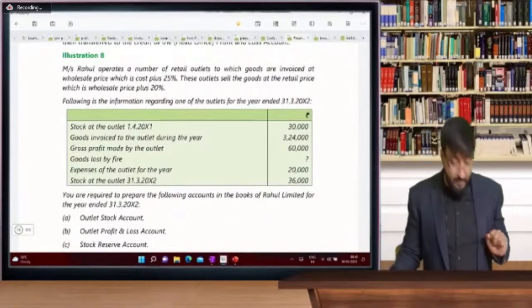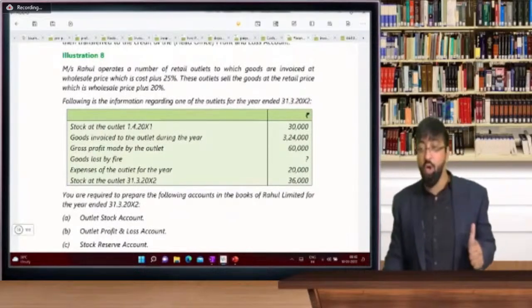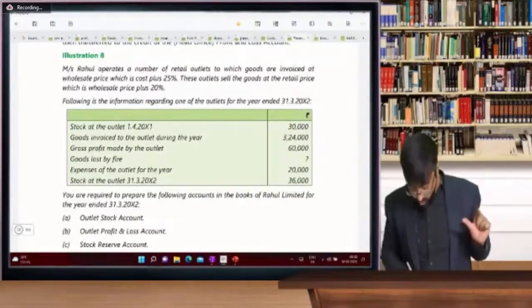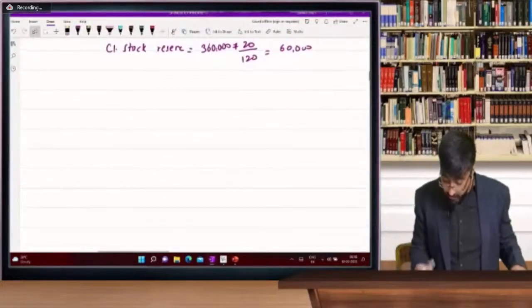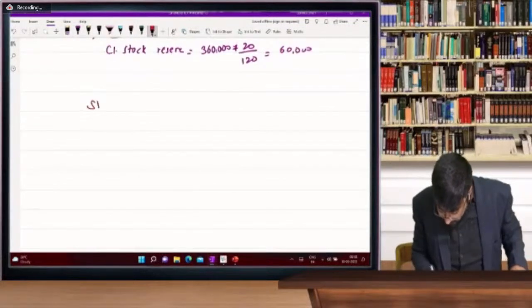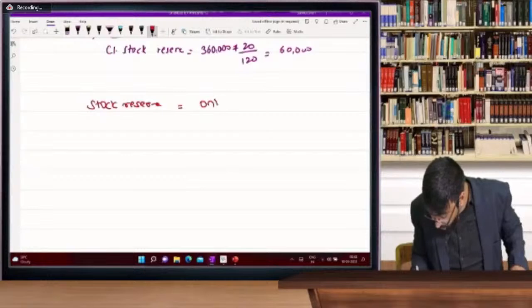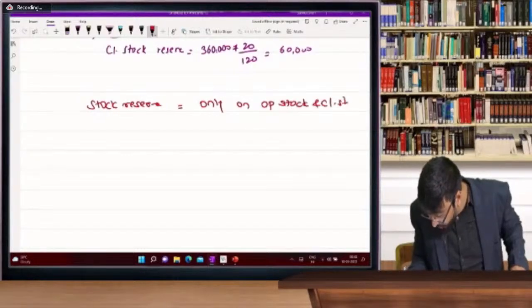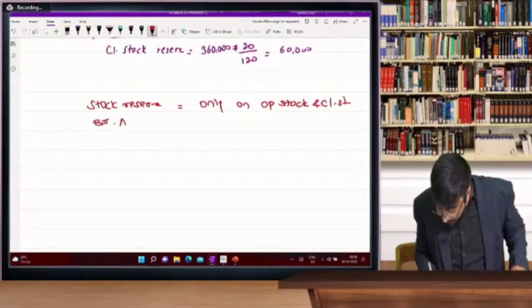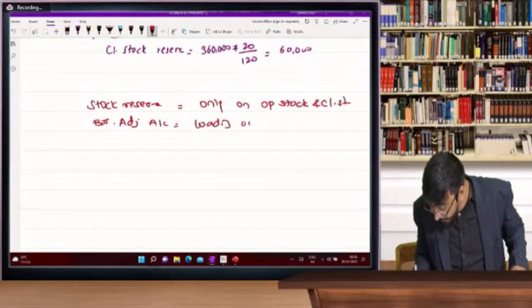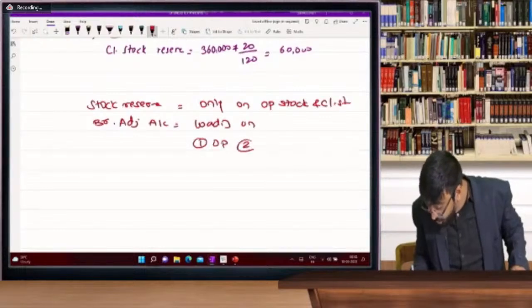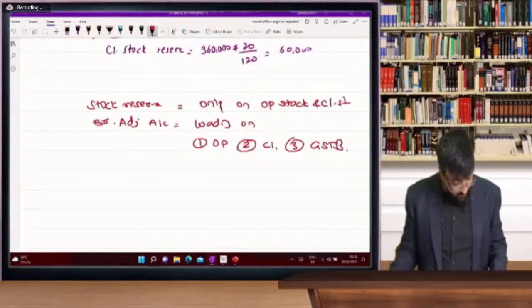Good question by Rekha ji. Opening stock and closing stock, whenever stock reserve. So what is the difference between branch adjustment and stock reserve? You can write it by red pen. Stock reserve is only on opening stock and closing stock. And branch adjustment account loading on everything beta: opening, closing and GSTB. Good question by Rekha. Rekha got the concept?